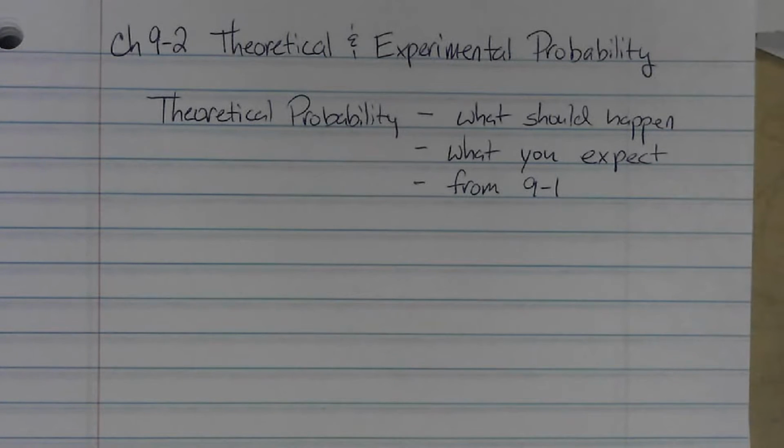So for example, when you flip a coin, you expect it to land on tails 1 out of 2 times, half the time, 50% of the time. Why? Because one side is tails and there's 2 sides on a coin. That's theoretical probability.